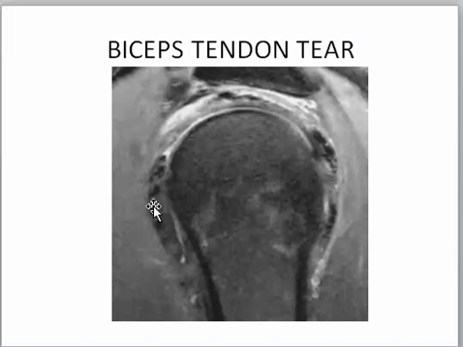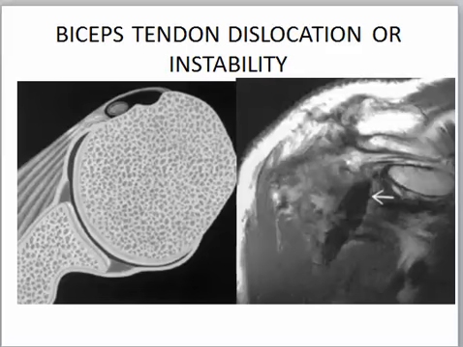As we said, this is the region of the subscapularis tendon. This is the region of the supraspinatus tendon, infraspinatus tendon, and teres minor tendon. So this is the region of the biceps, and you find high signal intensity in this region. That means that this is biceps tendon tear. Here the biceps is dislocated. It's not in its place. Here it is dislocated anteriorly.